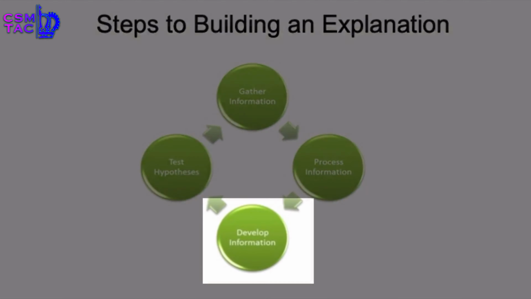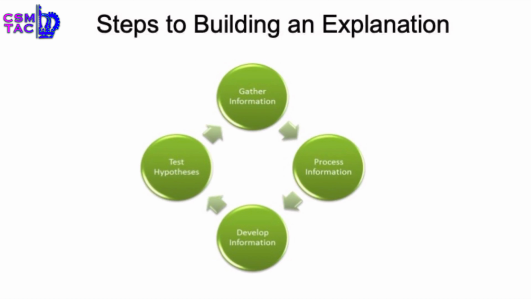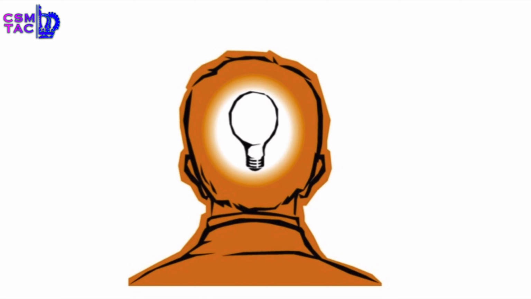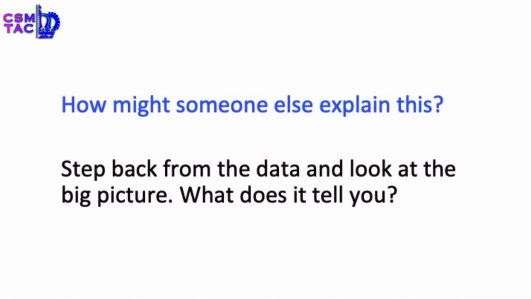Developing hypotheses. Now it's time to synthesize the information that you have gathered and process it into some possible explanations. Typically, 3 to 5 tentative hypotheses is a good number to aim for. Not too few to restrict yourself, but not too many to overwhelm you. Try asking yourself these questions. How might someone else explain this? Step back from the data and look at the big picture. What does it tell you?